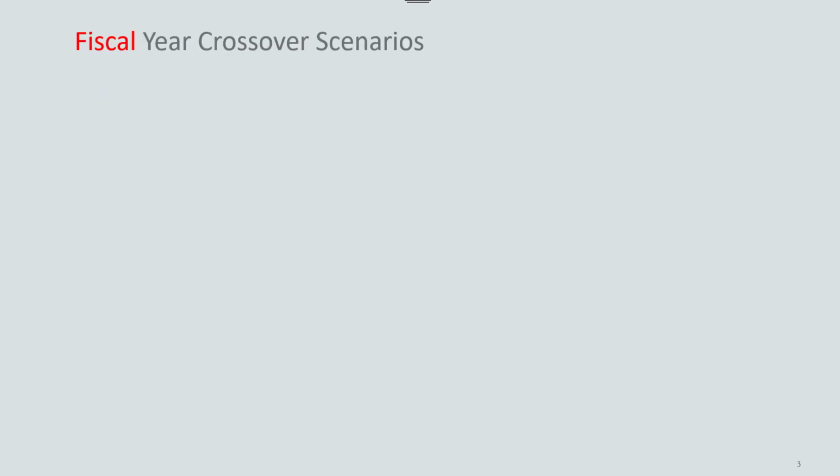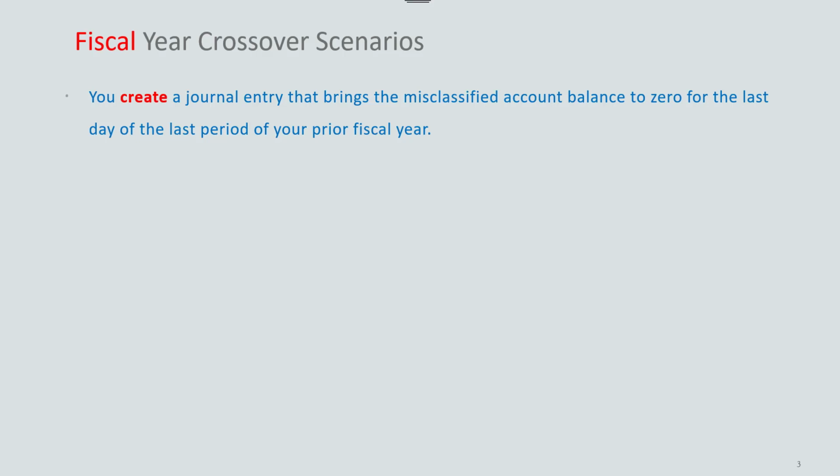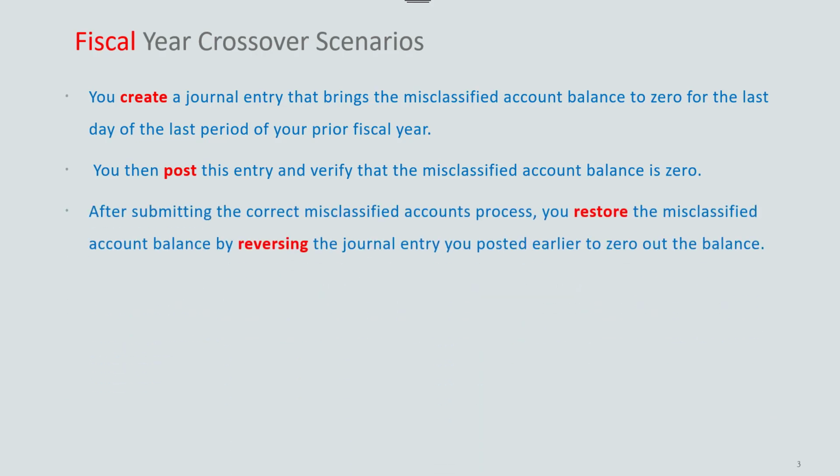So what about the fiscal year crossover scenarios? For the fiscal year crossover scenarios, you have to create a journal entry that brings the misclassified account balance to zero for the last day of the last period of your prior fiscal year. Then you have to post this entry and verify that the misclassified account balance is zero. After submitting the Correct Misclassified Accounts process, you restore the misclassified account balances by reversing the journal entry you posted earlier to zero out the balance.